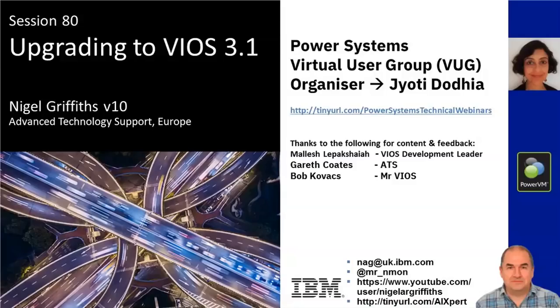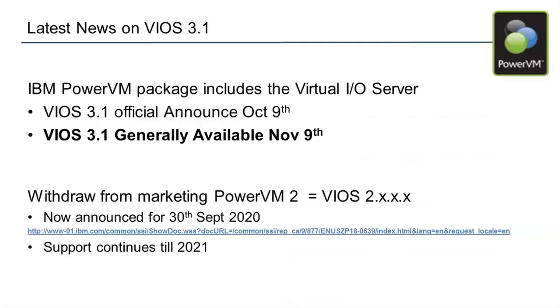And I'll try and move to the next slide, and it worked. Good. So we announced the new VIO Server 3.1. We knew internally that it was coming for a long time, on October the 9th, and it became generally available on November the 9th. So this is historic now.